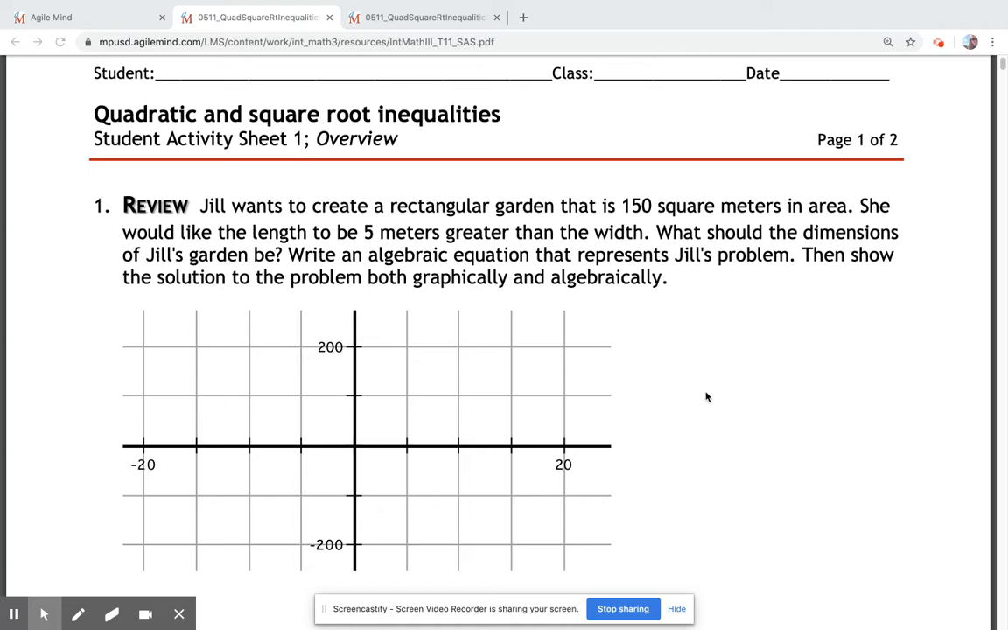Welcome to lesson 11-1. We're going to start taking a look at quadratic and square root inequalities. Now it sounds daunting, but it's actually not that bad. We're going to take it back just a little bit.